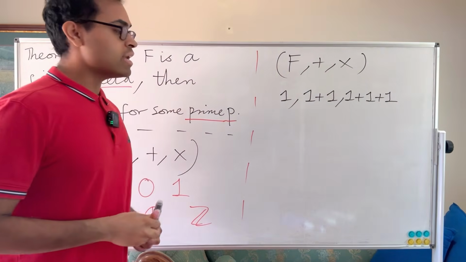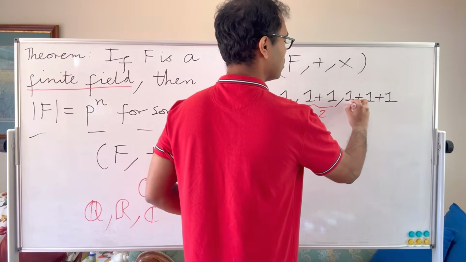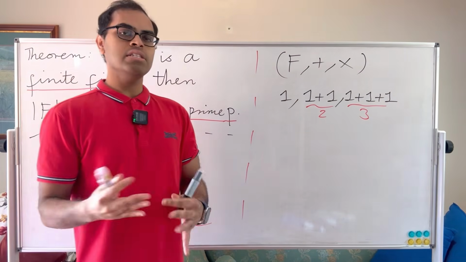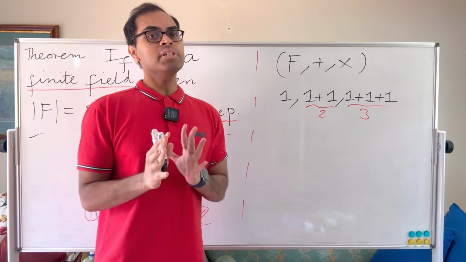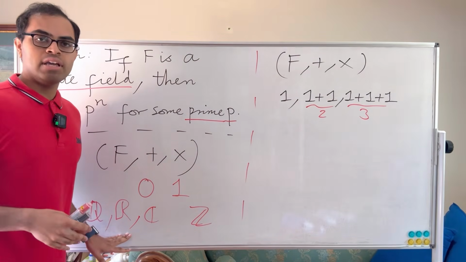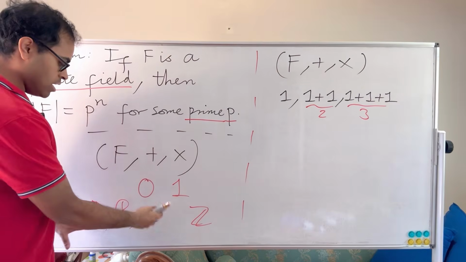Sometimes people like to write this as 2. This is what you call 2 in the field. This is what you call 3 in the field. But you have to be careful because it's not really the integers, it's just some field. But the interesting thing is in a finite field, right? In these fields we studied here, you get all the natural numbers, basically, if you think about them in here.